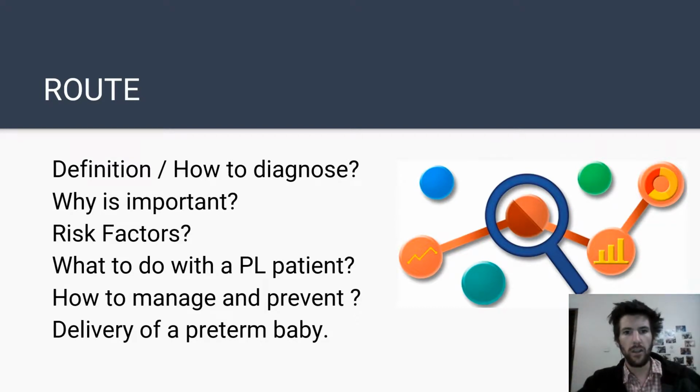We're going to check in this class the definition of preterm labor, how to diagnose it, why it's so important to know about this topic, the risk factors to have a preterm labor, also what to do with preterm labor patients, the general approach, how to diagnose and classify, how to manage and how to prevent this complication, and, in the situation that we are in front of this, which is very common, how to deliver this patient.